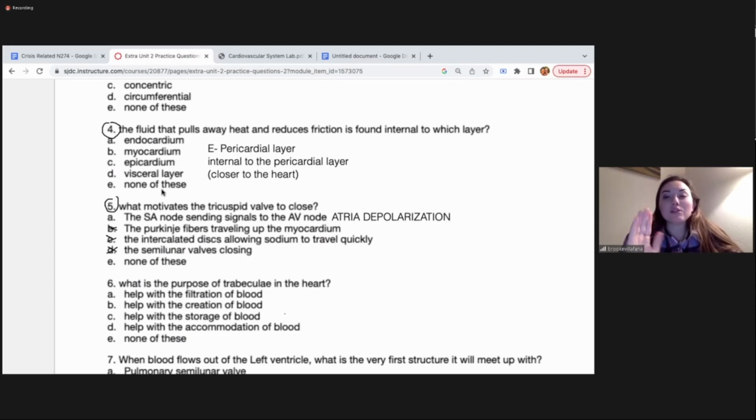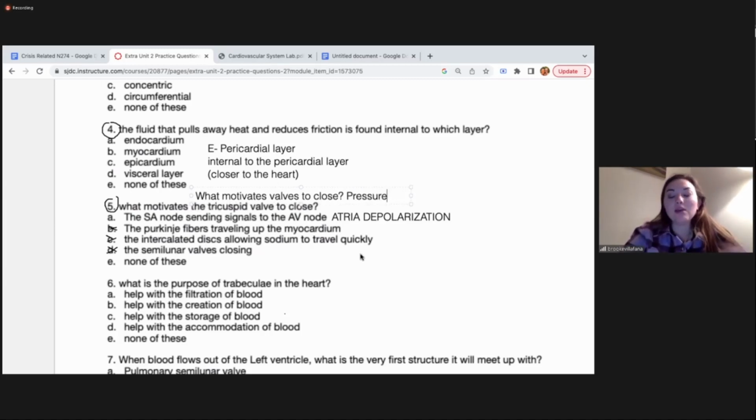So the atria depolarize when the SA sends the signal to the AV node. So what motivates the tricuspid valve to close? What motivates valves to close? Pressure. So if you answered E, and you were thinking it's the pressure of blood that causes valves to close, that would be correct. So unless you see pressure motivating the valves to close on your exam, you're not going to be choosing that option, okay? So there might be ones that are there to trick you, but you will just choose pressure as the answer.